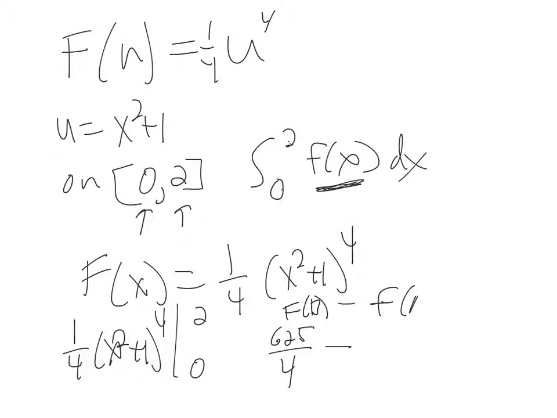And I hope you remember that's one part of the fundamental theorem of calculus. So now I'm going to drop in 0 into my function. Well, 0 squared is 0, of course, plus 1 is 1, to the fourth power is 1, minus 1/4. And then 625 over 4 minus 1 over 4 is 624 over 4, which I believe is 156.